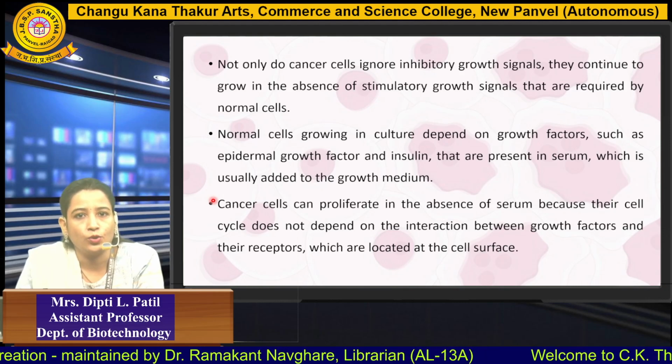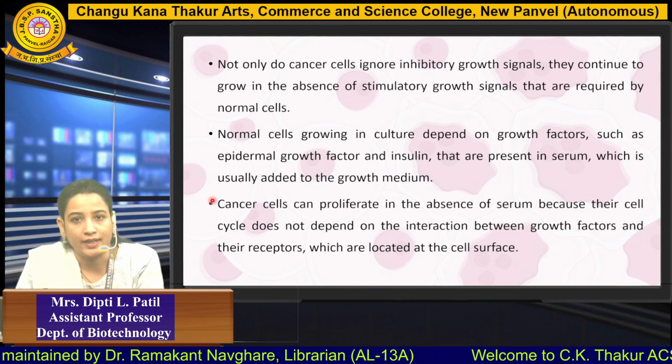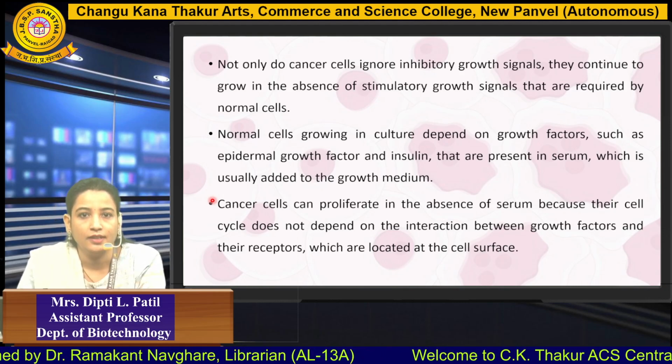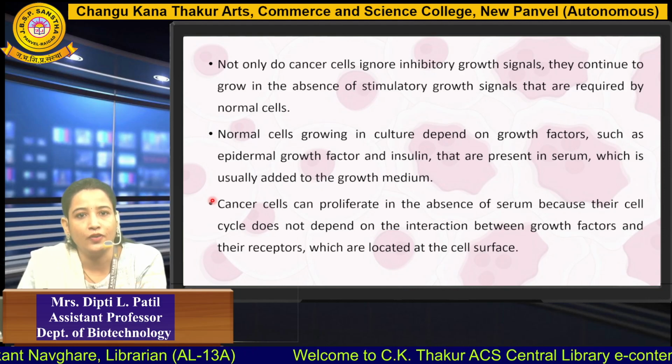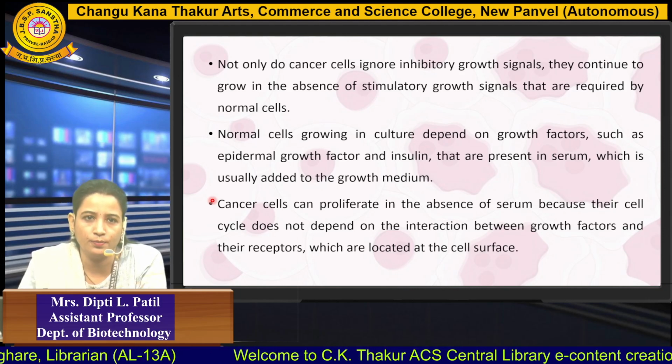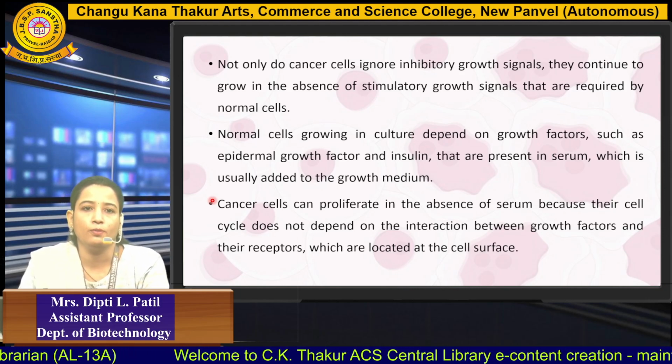Normal cells growing in a culture depend on growth factors like epidermal growth factor and insulin, which are present in the serum, and these growth factors are usually added to the growth medium for the optimum growth of the normal cell.